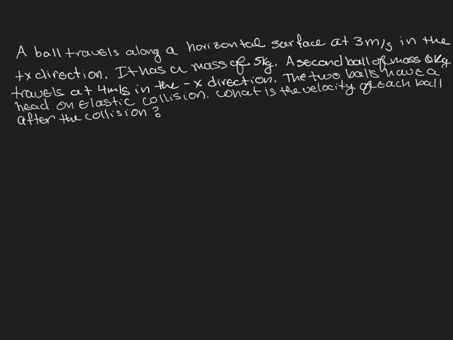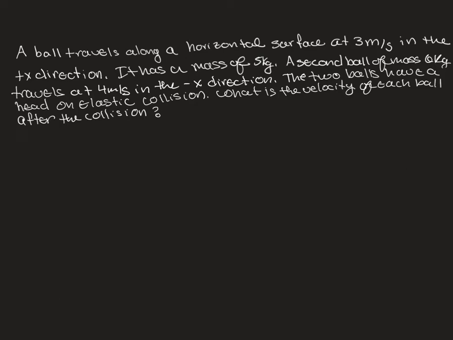In this video, we're going to look at the problem: a ball travels along a horizontal surface at 3 meters per second in the positive x direction. It has a mass of 5 kilograms. A second ball, a mass 6 kilograms, travels at 4 meters per second in the negative x direction. The two balls have a head-on elastic collision. What is the velocity of each ball after the collision?